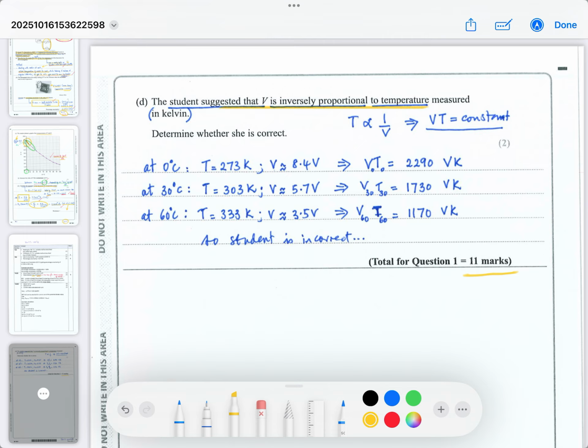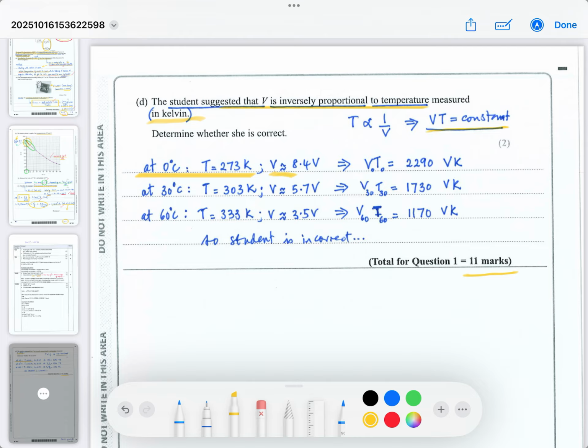Well, if it is, then Vt will be a constant, yeah? If it's inversely proportional. But they're saying in Kelvin. So from GCSE, you need to know that at 0 degrees centigrade, the temperature in Kelvin is 273.